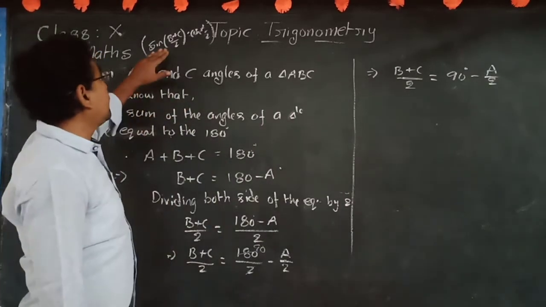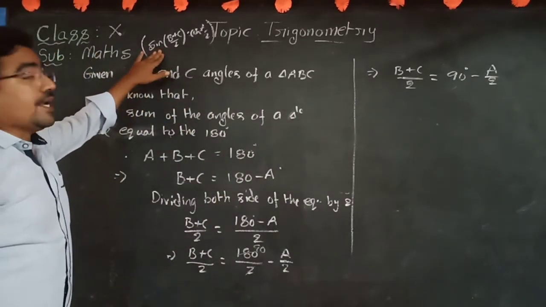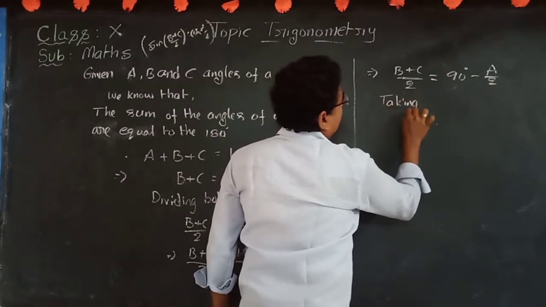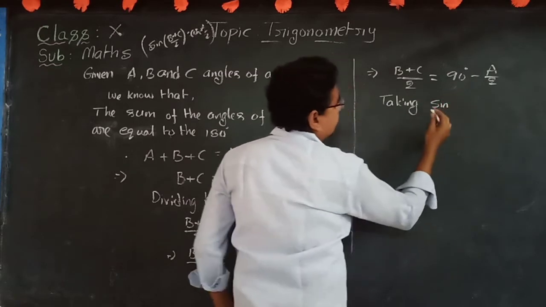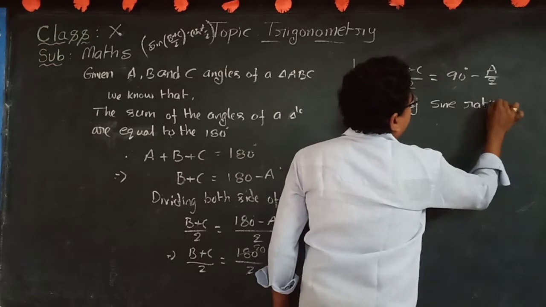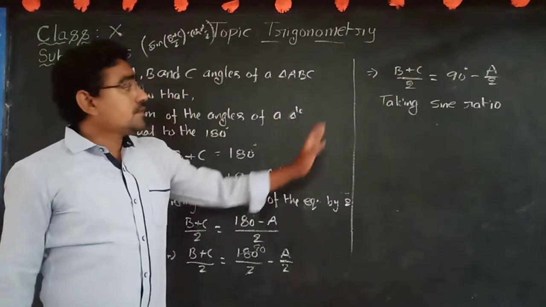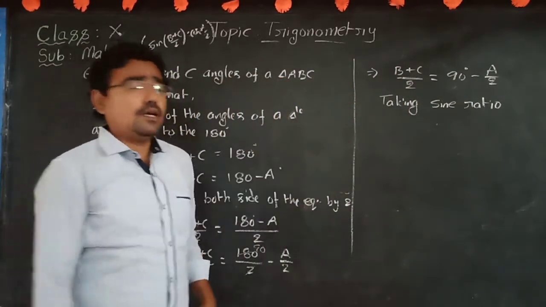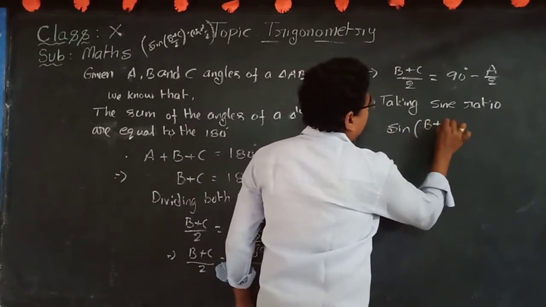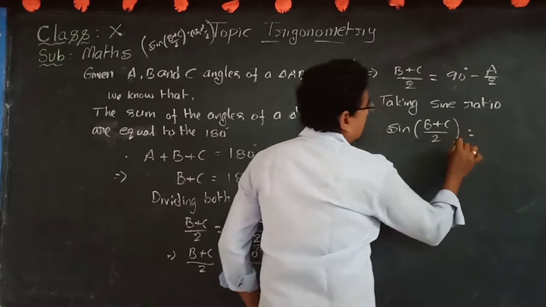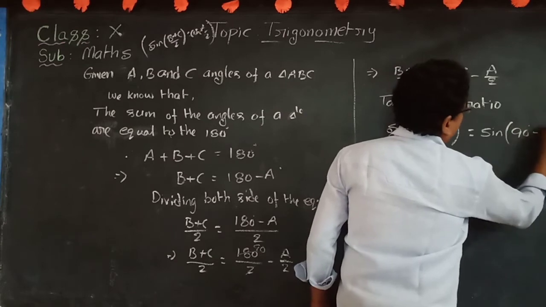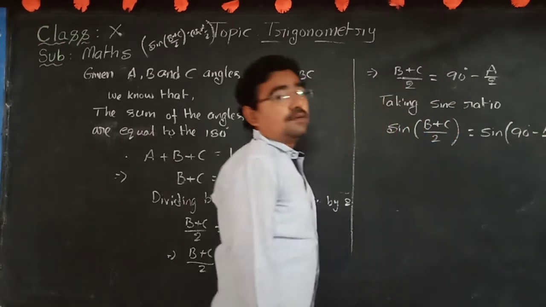Now what are you to show? On the left side, what ratio is there? Sine ratio. Taking sine ratio on both sides of the equation, we obtain sine of (B plus C) by 2 equals sine of (90 degrees minus A by 2). Sine of 90 minus A by 2.